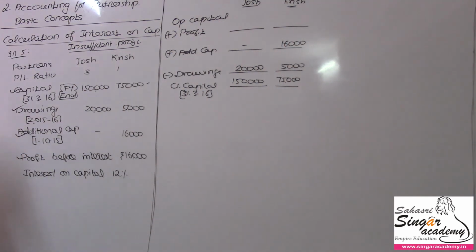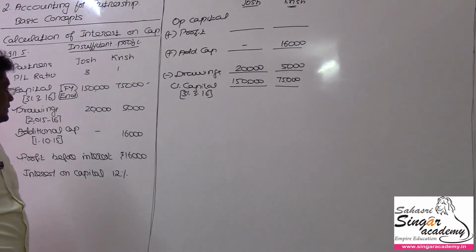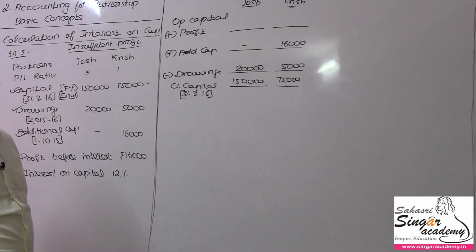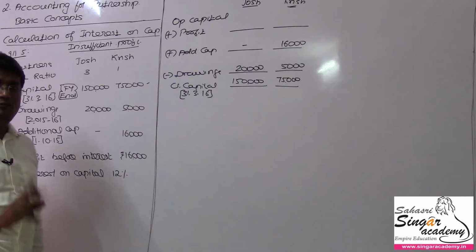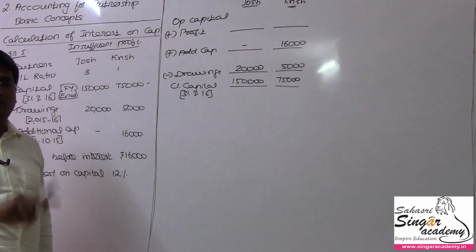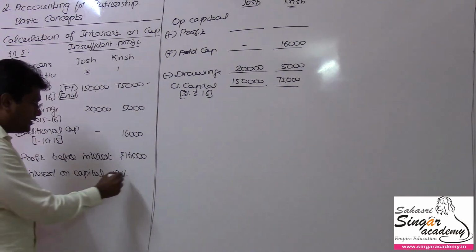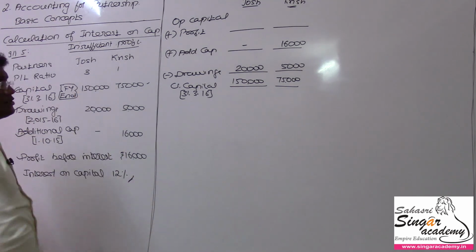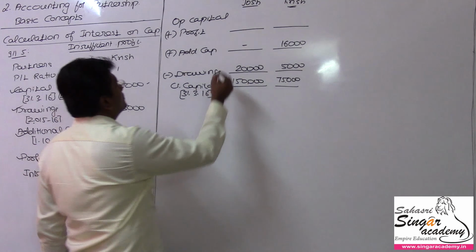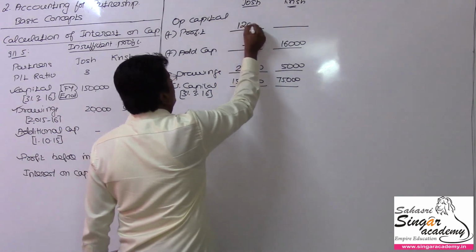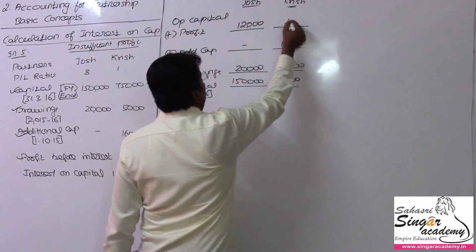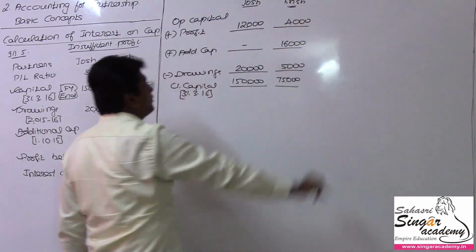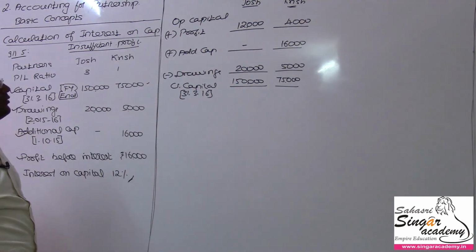Profit before interest is 16,000. This profit is shared between the two partners without providing for interest on capital. They missed it. So the 16,000 should be distributed in the ratio of 3:1, which is 12,000 for Jose and 4,000 for Krish.